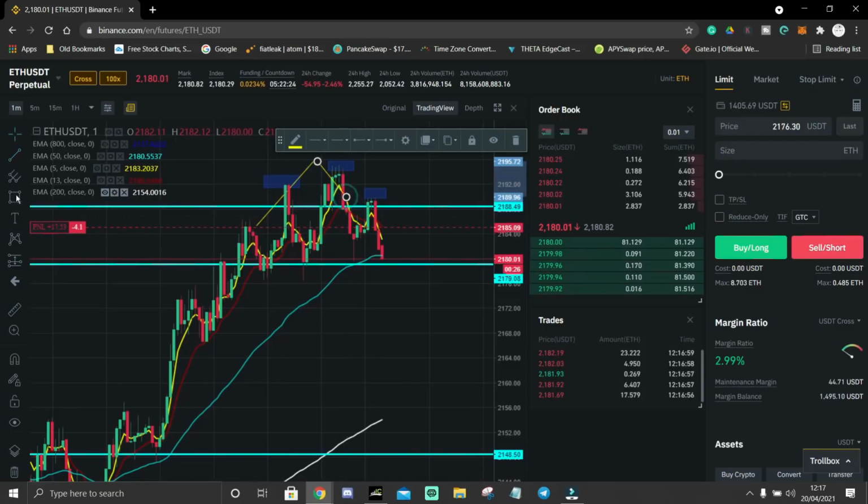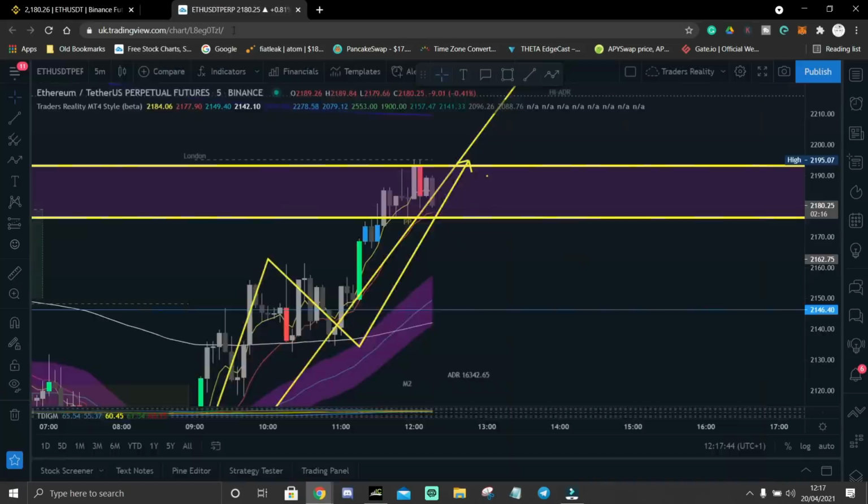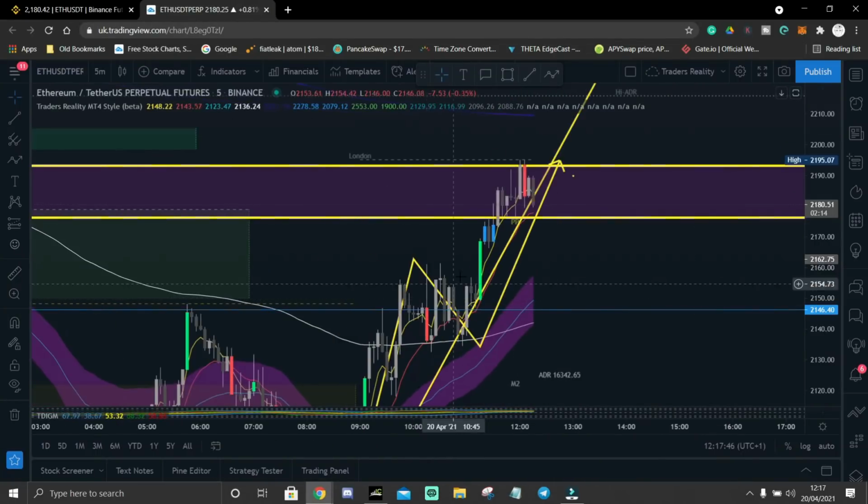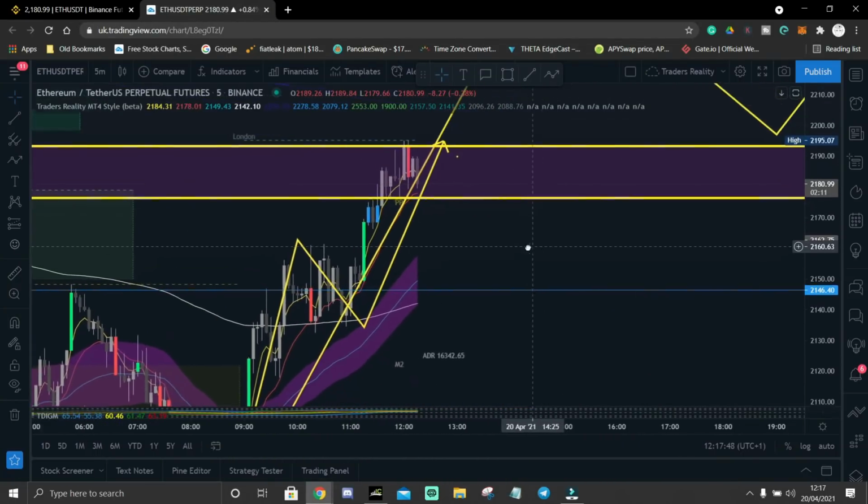Now you can see how she's starting to move down aggressively. We are expecting a retrace back to this point in the chart. So I'm just going to bring up the TradingView right there. That's my next projection zone for Ethereum on the pullback.